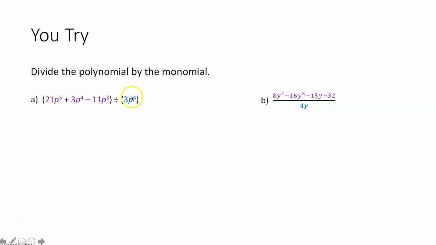Okay, doing the same thing here. So we're going to take this monomial, put it under each term in the polynomial. So it looks something like this. Now all we have to do is simplify each fraction and you'll have your answer.